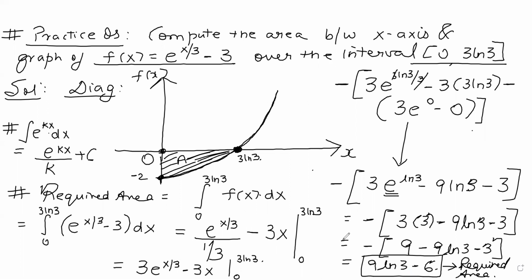So hoping that all students have understood this question. First of all, you need to plot the graph. You need to draw a rough sketch. We have drawn the rough sketch. We have identified that we need to find the area below the x-axis and above the graph. We solve it the usual way, but in the end, I take a minus sign outside, because we are finding the area below the x-axis. So everything else remains the same. I continue to take minus outside. When I solve, I get the answer as 9 ln 3 minus 6, which is the required area for this question.